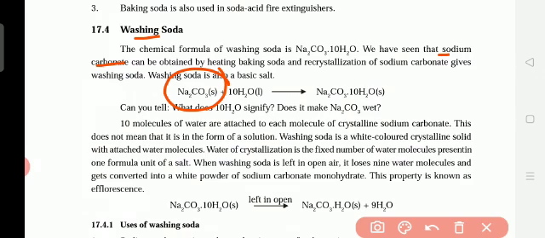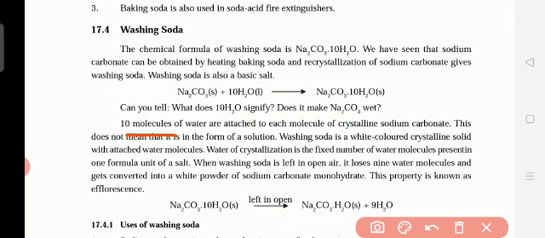Okay, and water. So why is water here? Can you tell why 10H2O is there? Does it make Na2CO3 wet? Since water is present with the Na2CO3 compound in the formula, is the washing soda wet? Is it watery?